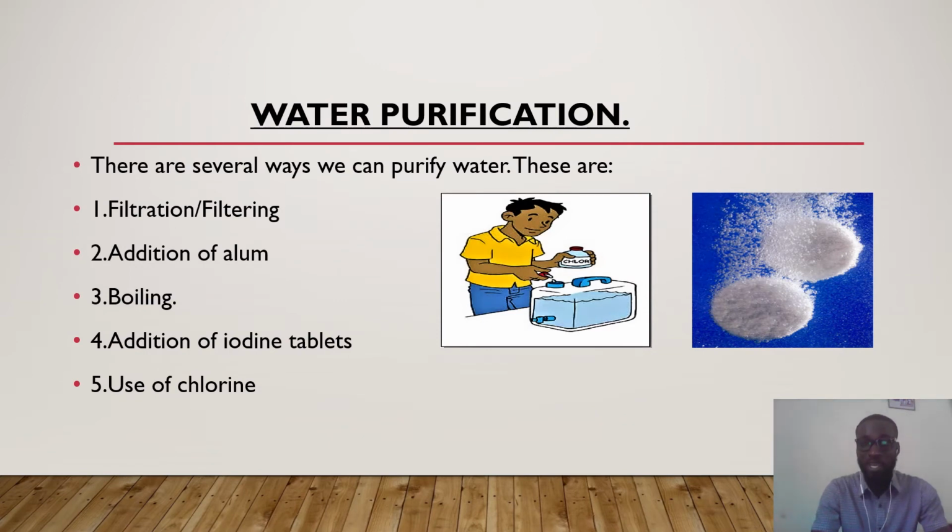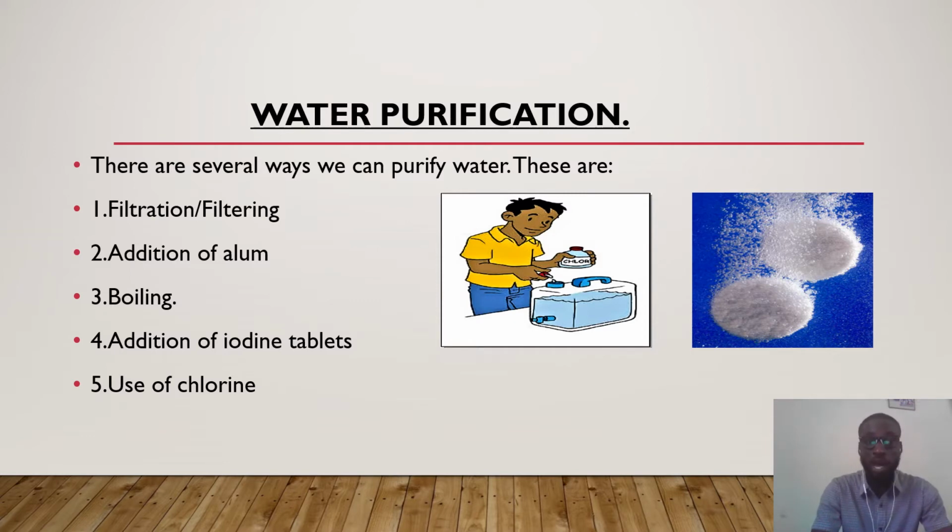So let's take a look at some of the water purification methods, the ways we can make dirty water clean and safe for use. There are several ways we can purify water. We have filtration, or filtering. We can make dirty water clean by a method known as filtration. That is one of the ways we can purify water.